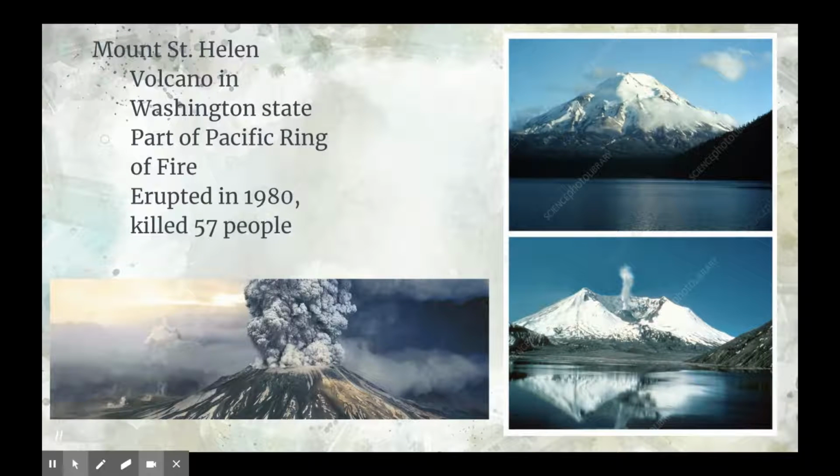Mount St. Helens, which is located in Washington State, is part of the Pacific Ring of Fire. Its most recent eruption was in 1980, where it killed 57 people. And it is still an active volcano today.